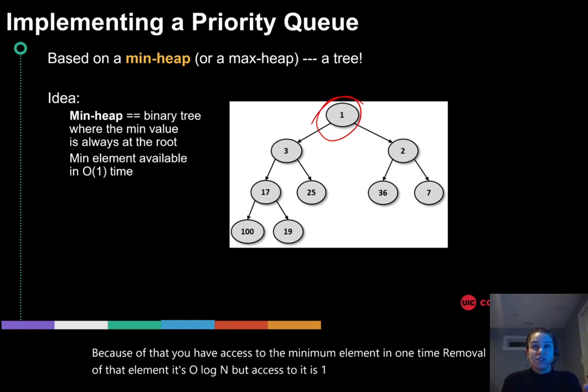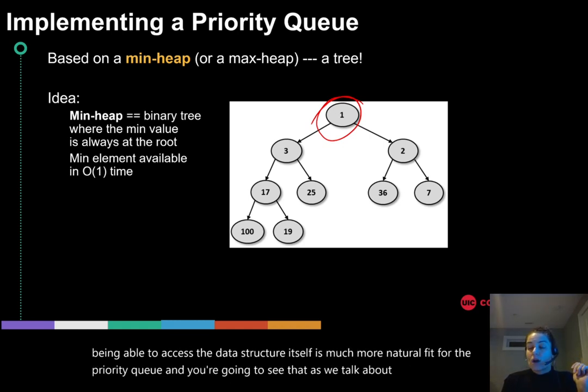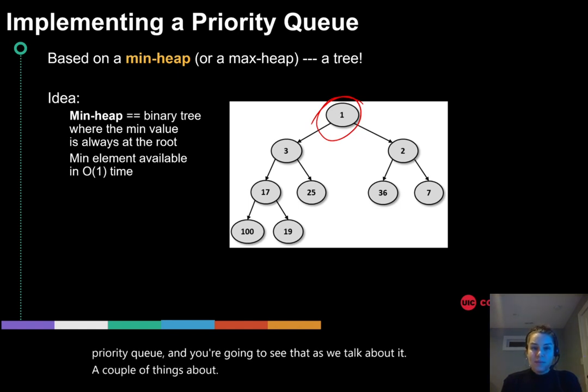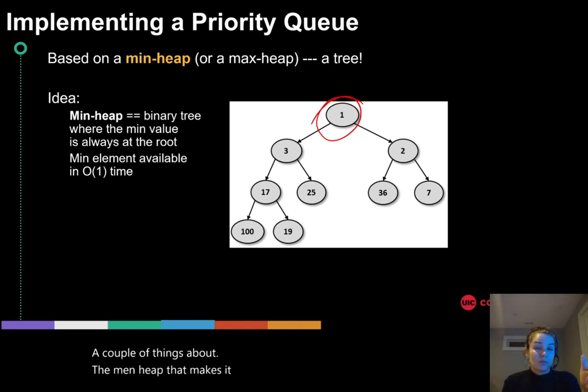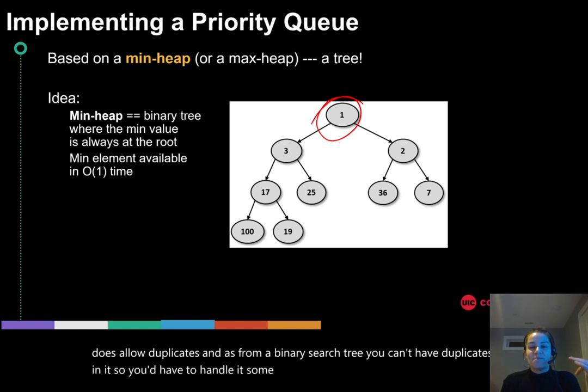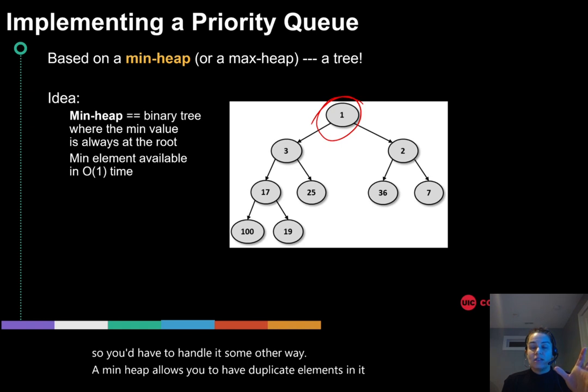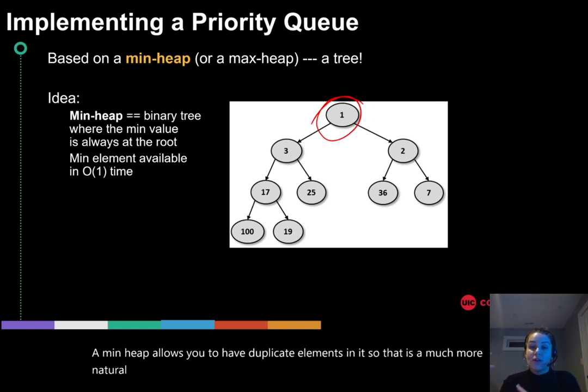More so than the efficiency of being able to access the element, the data structure itself is much more natural fit for the priority queue, and you're going to see that as we talk about it. A couple of things about the MinHeap that make it more natural for a priority queue include that it does allow duplicates, and as you know from a binary search tree, you can't have duplicates in it, so you'd have to handle it some other way. A MinHeap allows you to have duplicate elements in it, so that is a much more natural data structure because priority queues are an abstraction that should allow duplicates.